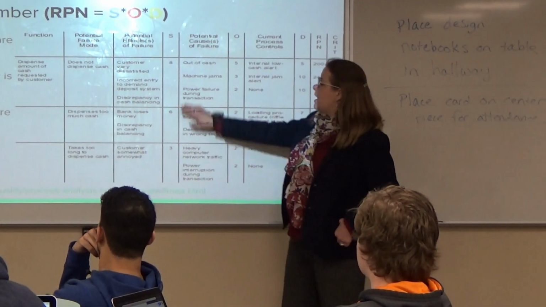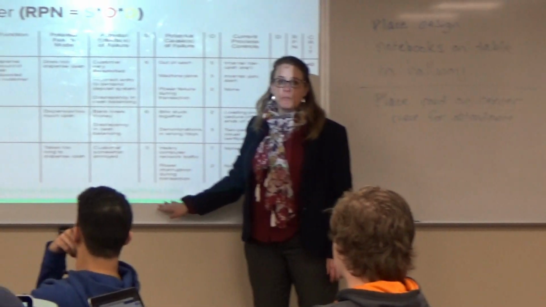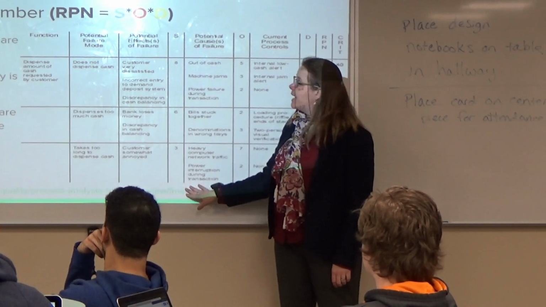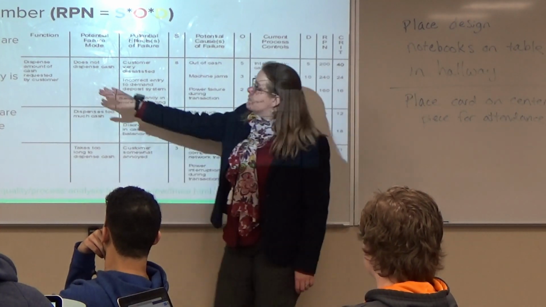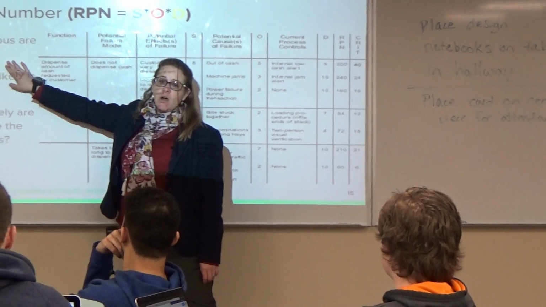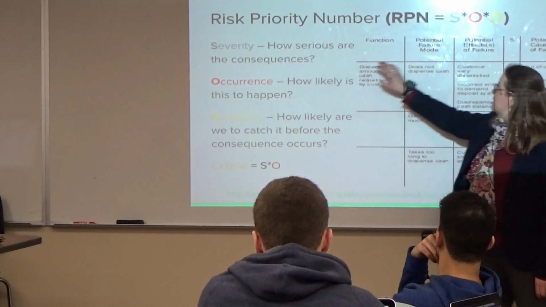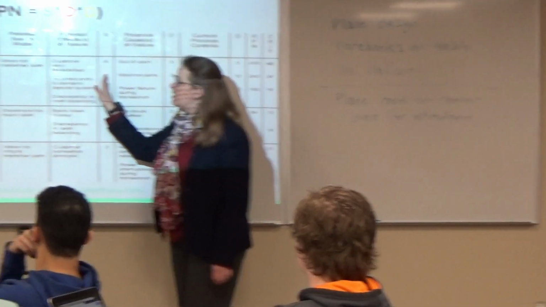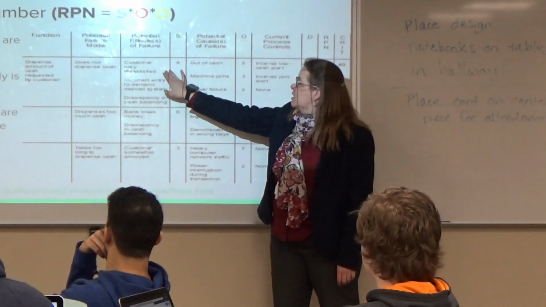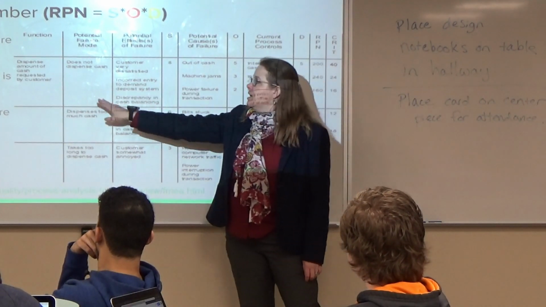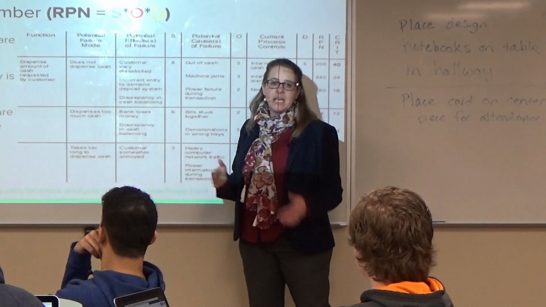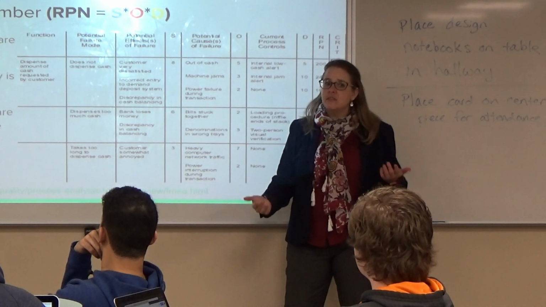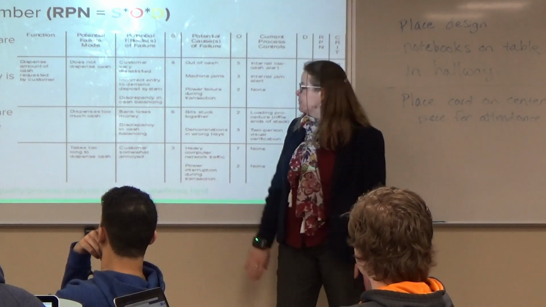Then, as part of that, we're engineers, so we're going to do numbers. We're going to analyze how bad we think that is. So severity. How serious are the consequences? That's our S column. How severe is this consequence? We deemed that not dispensing the cash is an 8 out of 10. So it's pretty severe for the case of an ATM.